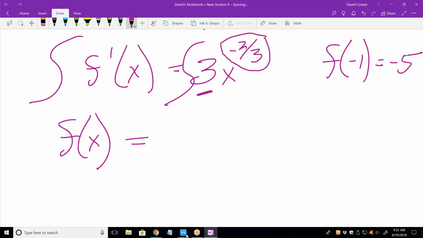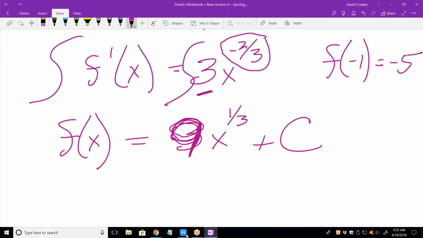Okay, so here's what I'm going to do. I'm going to write 3x to the 1/3, and then I got to divide by that new exponent, right? That's really the only two steps of integrating a polynomial: you add 1 to the exponent and you divide by the new exponent. Well, dividing by 1/3 is the same as multiplying by 3, so it turns that into a 9, plus what? It's an indefinite integral. Plus c. And that's important because when they give you this initial condition, it's always for the purposes of figuring out c.